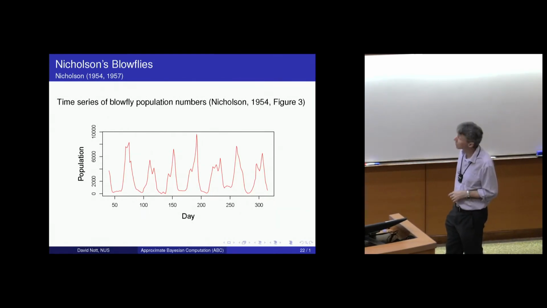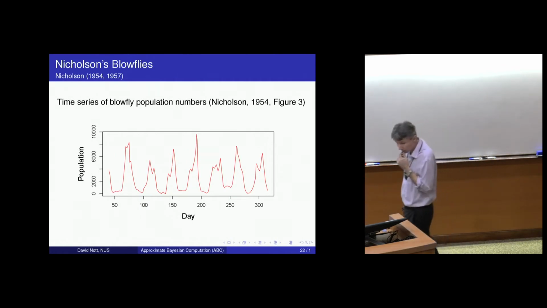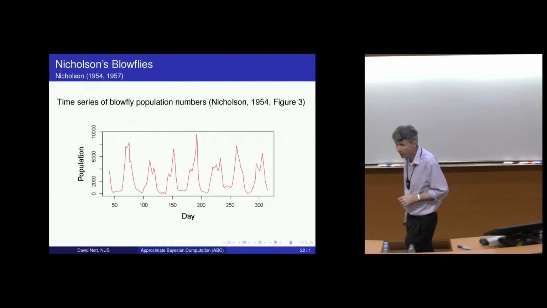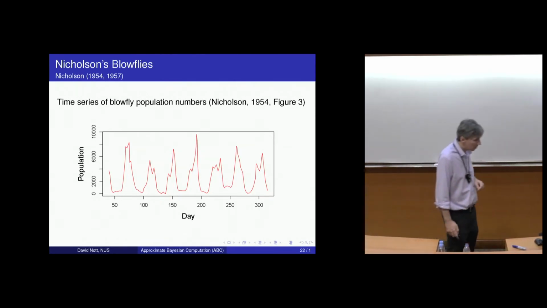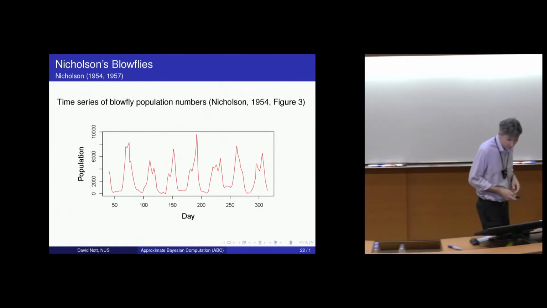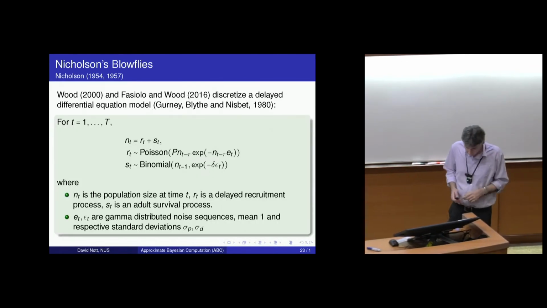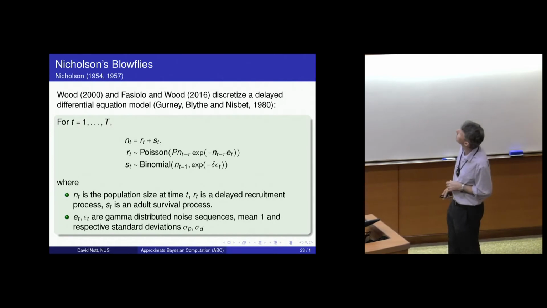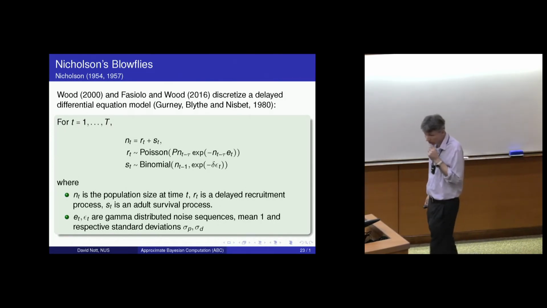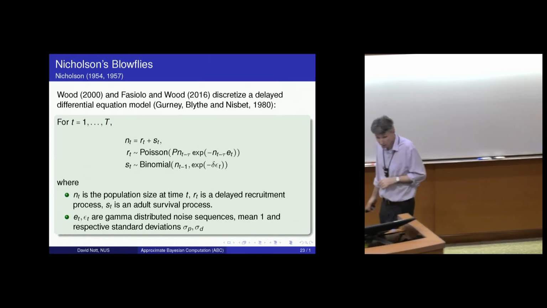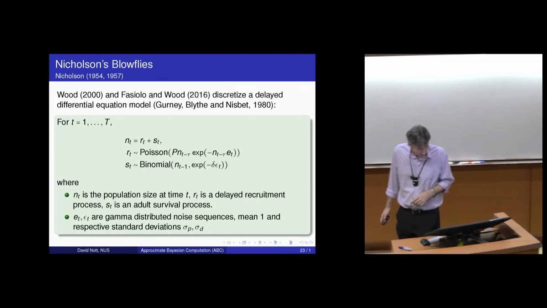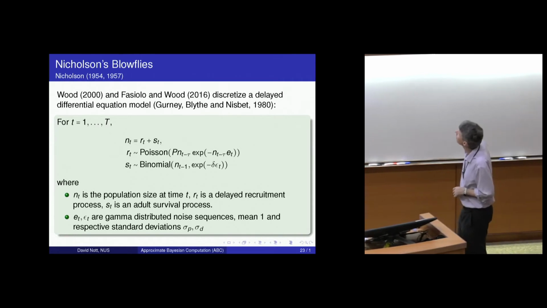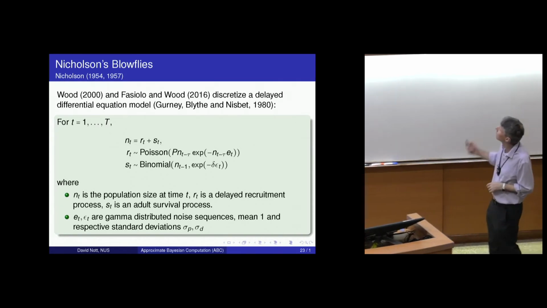So Nicholson did some experiments with blowfly populations where he experimented with different feeding regimes, and this time series is from one of his experiments. Okay. So Wood and Fasiolo and Wood have considered a certain model for these data based on discretizing a delayed differential equation model. So they have a sort of stochastic version of this model that was suggested in this paper.